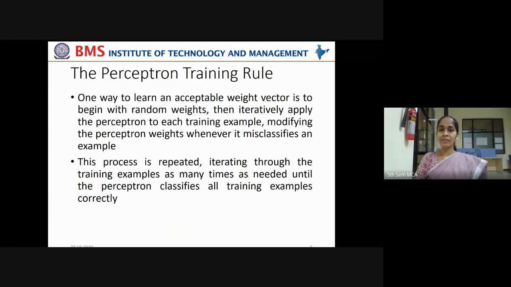Now, one way to learn an acceptable weight vector is to begin with random weights. You can start off with some random weights, then iteratively apply the perceptron to each training example, modifying the perceptron weights whenever it misclassifies an example. This process is repeated, iterating through the training examples one after the other as many times as needed until the perceptron classifies all the training examples correctly. When the perceptron classifies all the training examples correctly, the prediction accuracy is high. When the prediction accuracy has reached its point of convergence, you need not adjust the weights any longer. That is what we mean here.